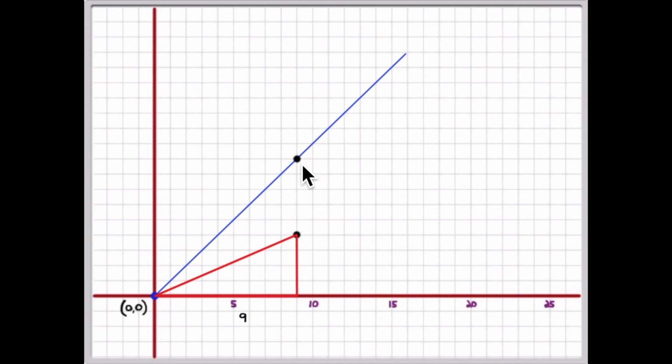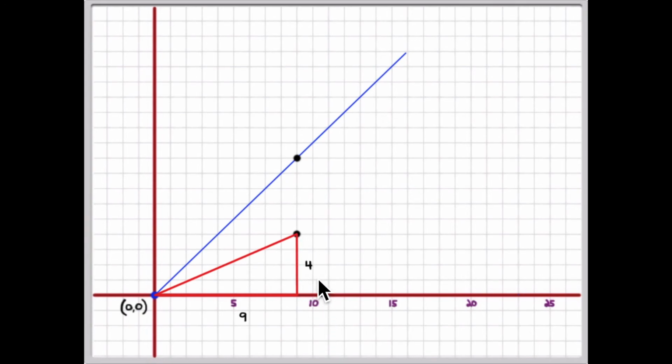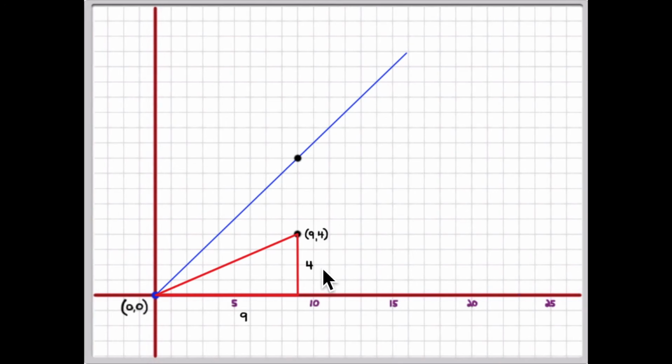If it were 9 units, it would have a slope of 1. They would be equal lengths. So 1 times 9 would be 9. But it's not. It's a fraction. It's less than 1. So it's 4/9 of 9. So this is 1/9, 2/9, 3/9, 4/9 of 9. So here are the 4 units. This point is out at 9, 4.